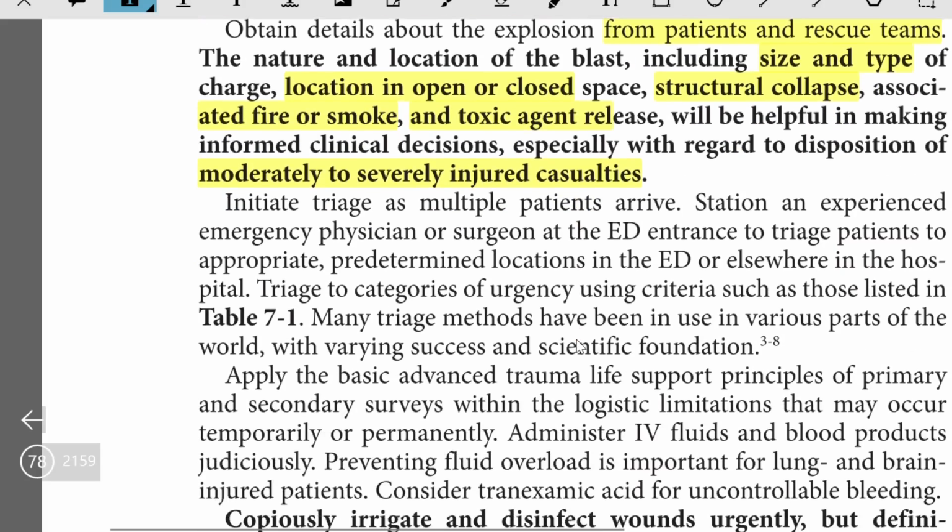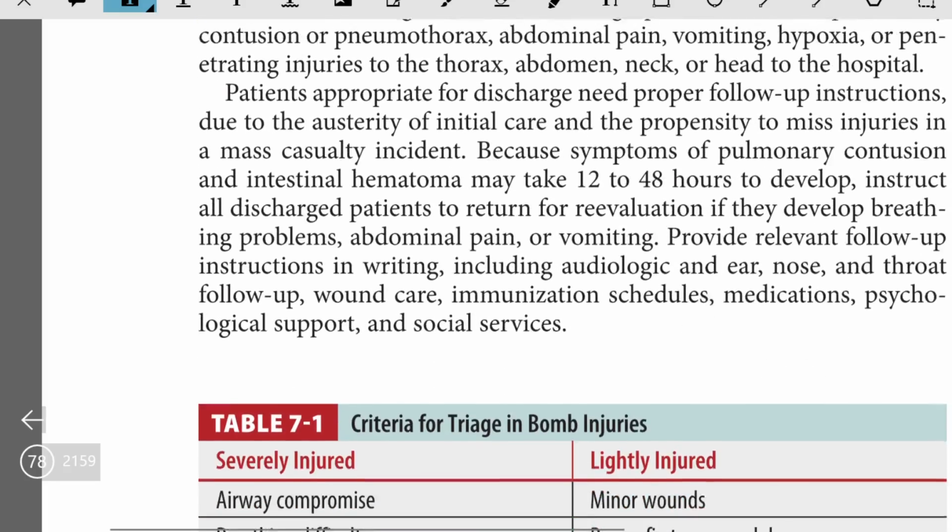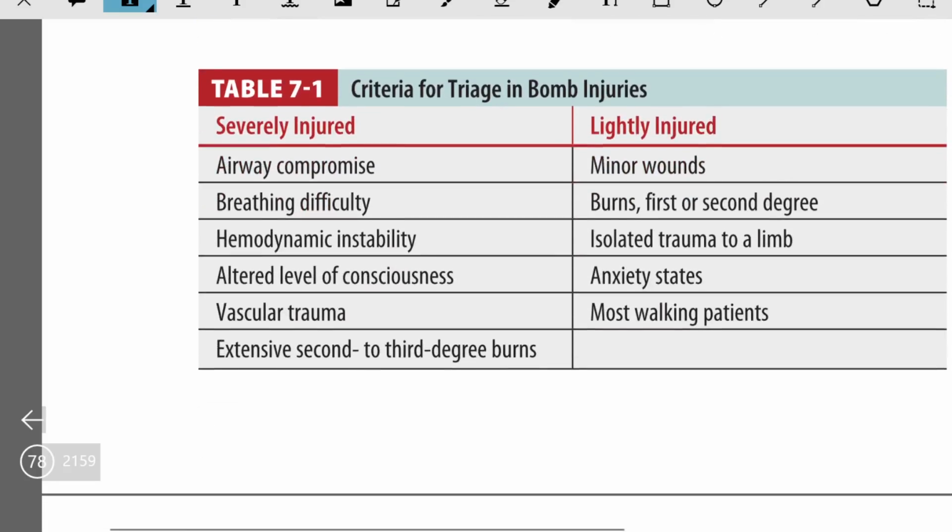Initiate triage as multiple patients arrive. Station an experienced emergency physician or surgeon at the ED entrance to triage patients to appropriate predetermined locations in the ED or elsewhere in the hospital. Triage to categories of urgency using criteria such as those listed in this table. The criteria for triage in bomb injuries are: when they are severely injured, they are triaged as red, and when they are lightly injured, they may be considered for a yellow or green triage.